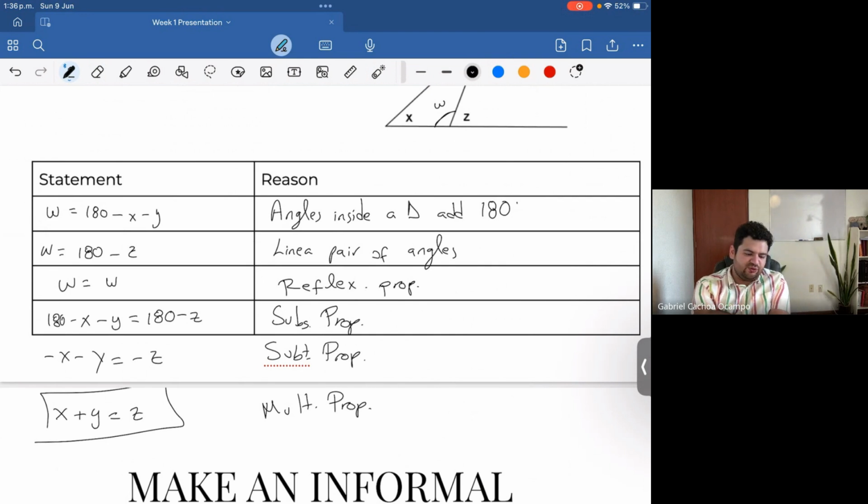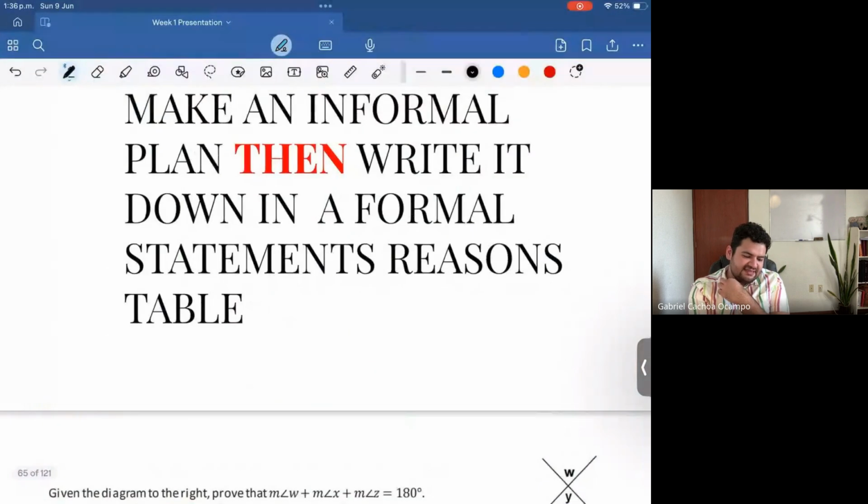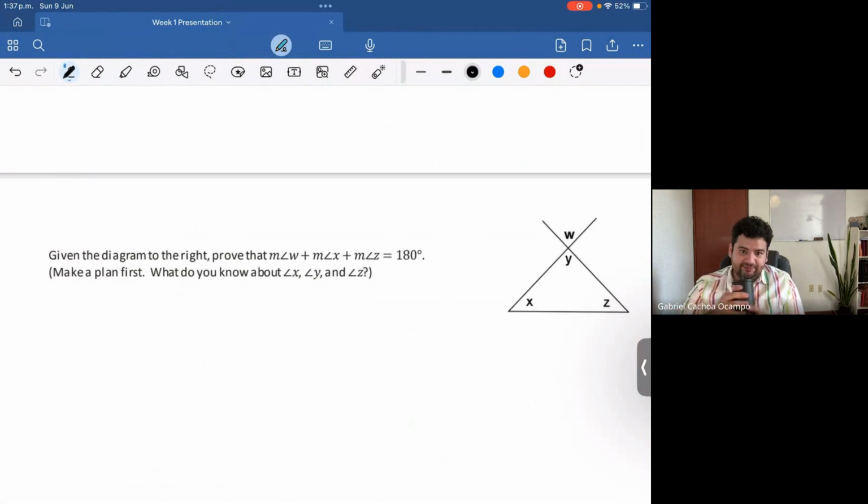If you remember, we proved this one in the last lesson. I am just now writing it in a two-column table. So first, make an informal plan and then write it down. Solving these exercises will be easier if you first have a plan.